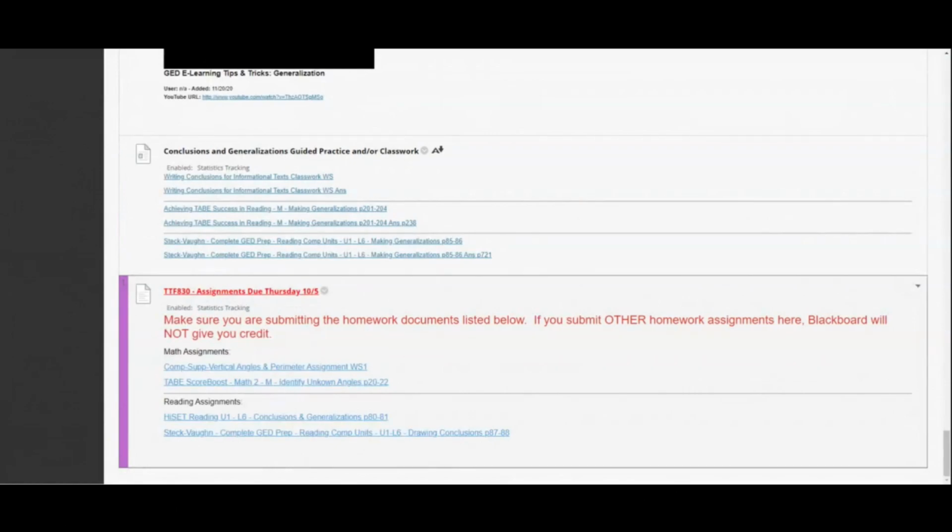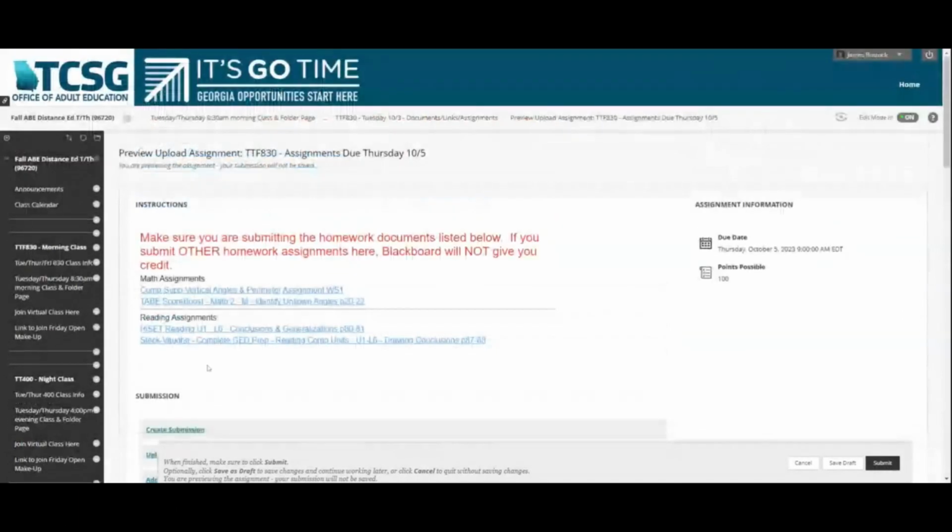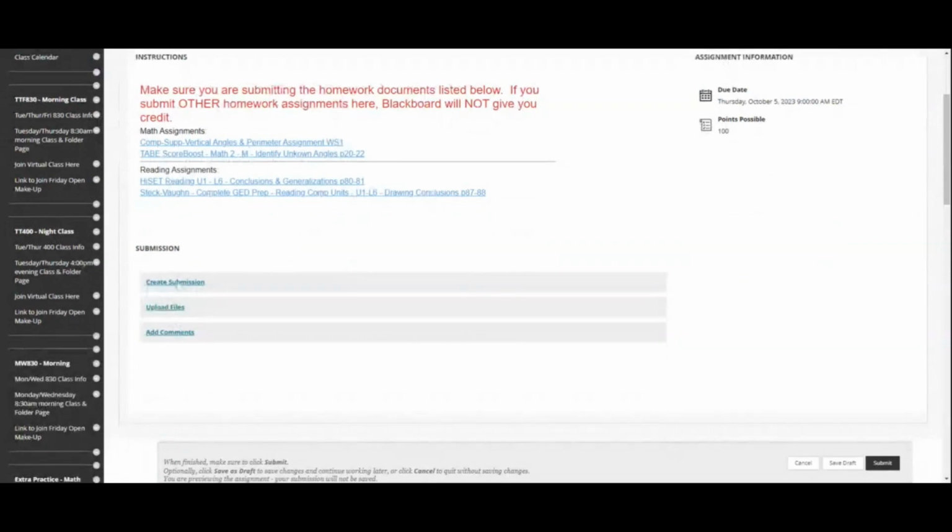You don't turn them in on the 10/5 folder, you turn them in here, because here's where you click on it to open that particular assignment. So here is where you would turn it in. You click on the red link and you come to upload files. You do not create a submission. That's incorrect. You upload files.